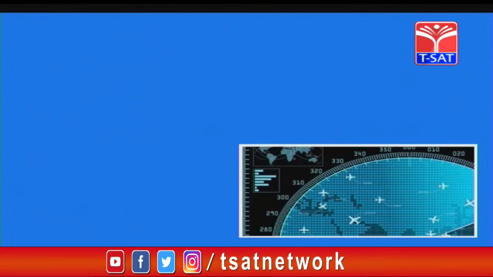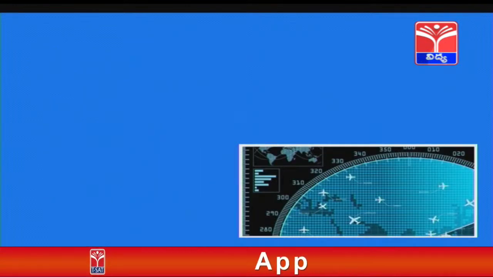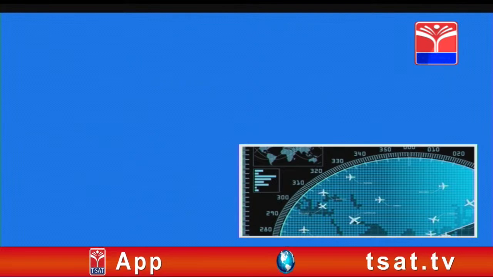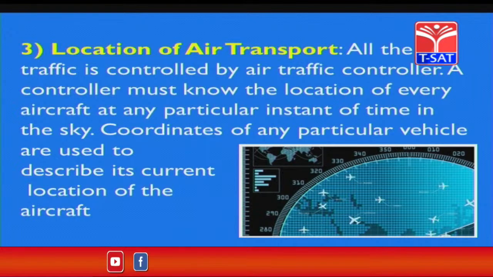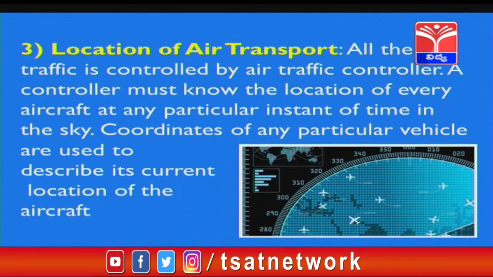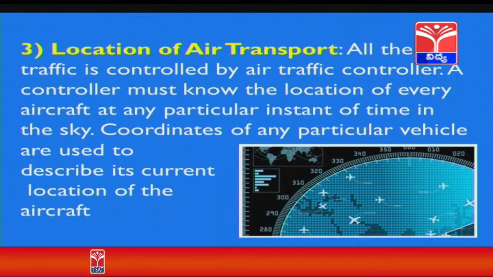When you look at this image, children, are you able to identify what is it about? Yeah, it is air traffic. So, location of air transport, all the air traffic is controlled by air traffic controller. A controller must know the location of every aircraft at any particular instant of time in the sky. Coordinates of any particular vehicle are used to describe its current location of the aircraft.